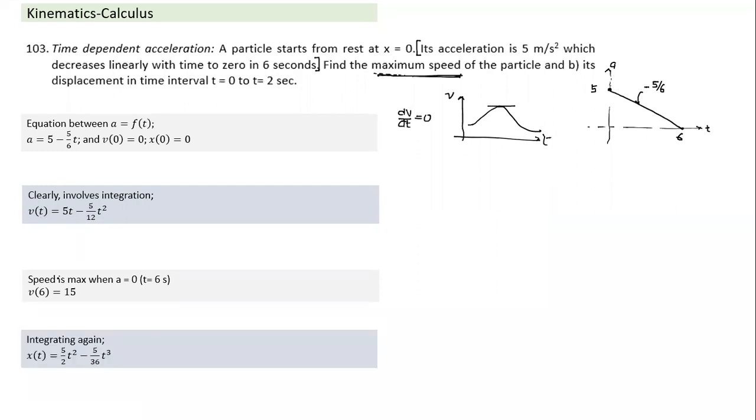Similarly, integrating again, we get the x term. Again, integration, with the limits also. So we can use this information here that x is equal to 0 at time t equal to 0. We can integrate again and find x.